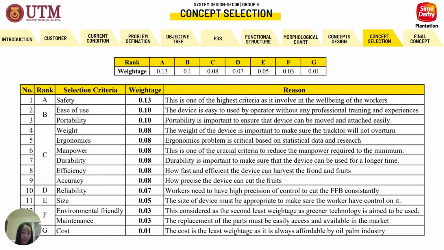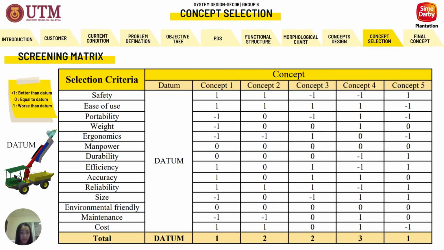Ease of use and portability rank B in terms of importance. Then, it is followed by weight, ergonomics, manpower, durability, efficiency, and accuracy, which fall in rank C. Other than that, the rest of the criteria fall in rank D, E, F, and G respectively.